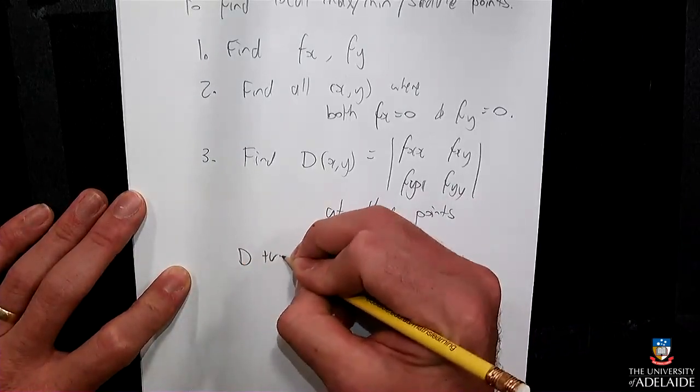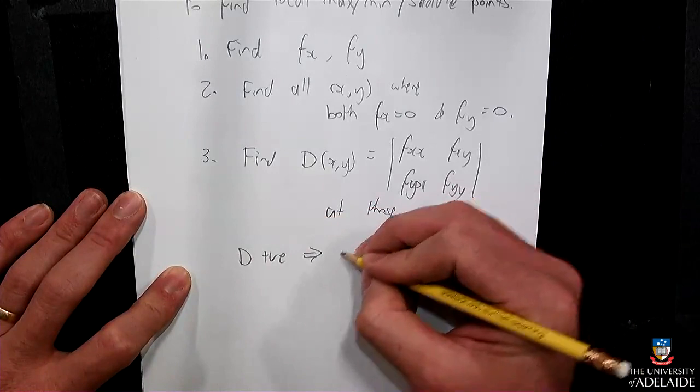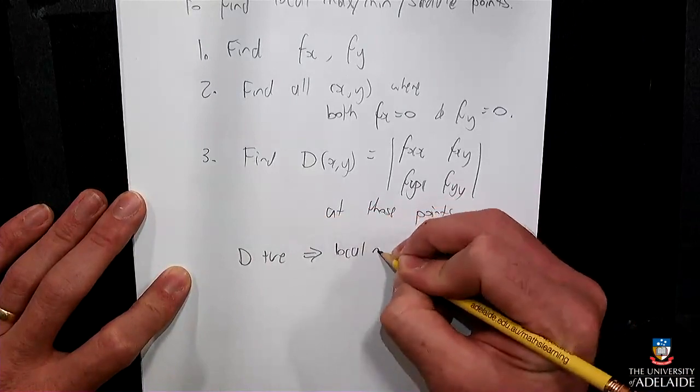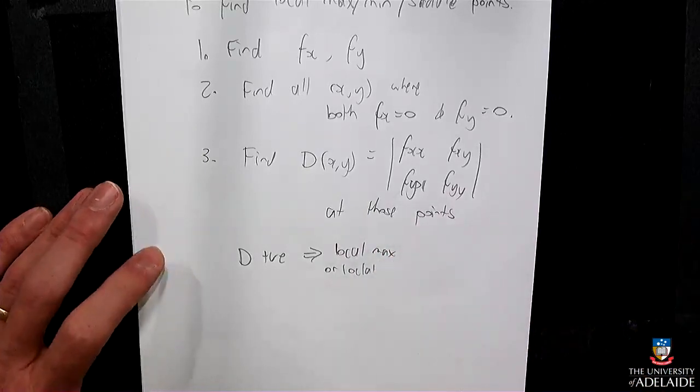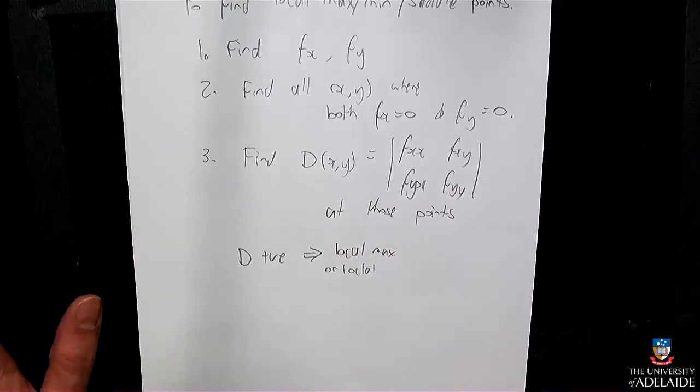D is positive means local max or local min. Yeah, that's not how you spell local, David. Where'd my eraser go?